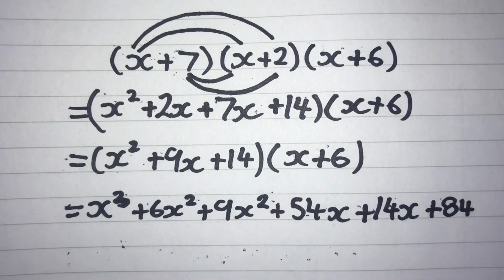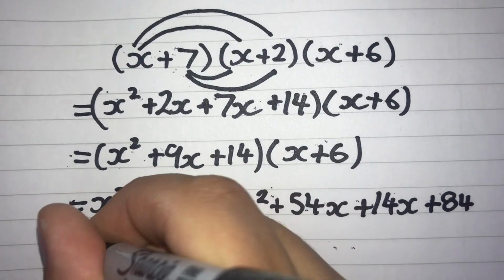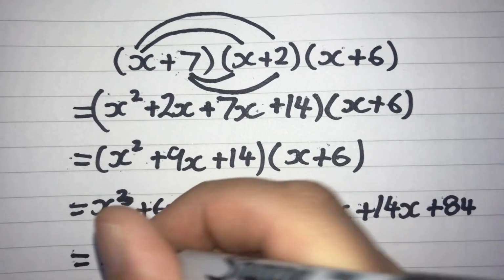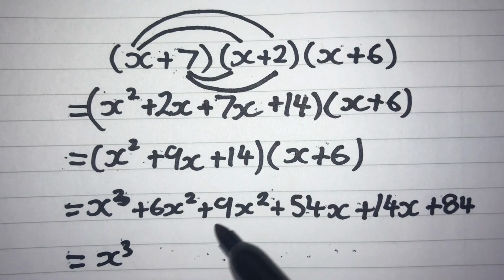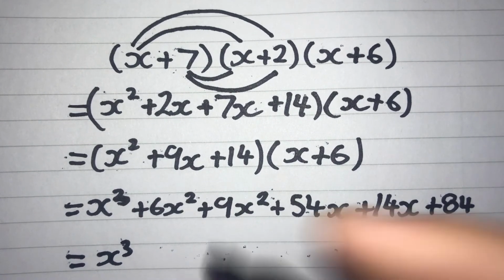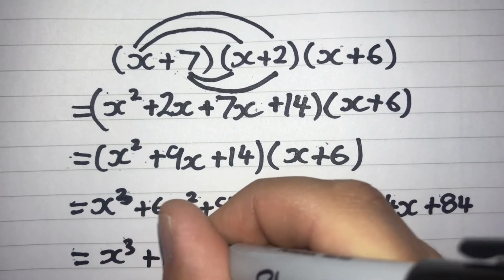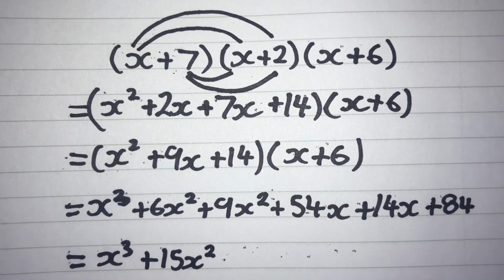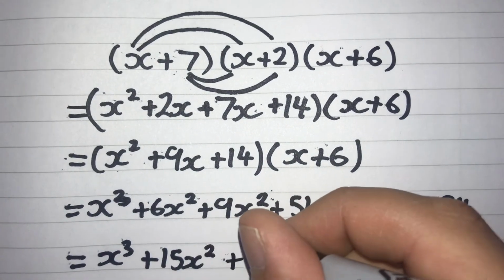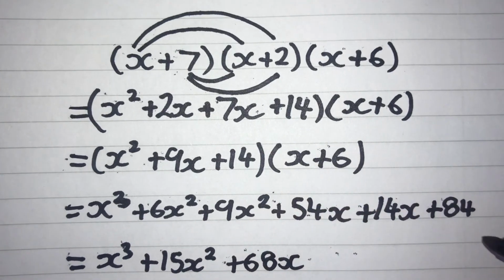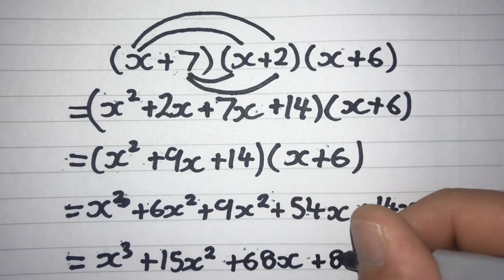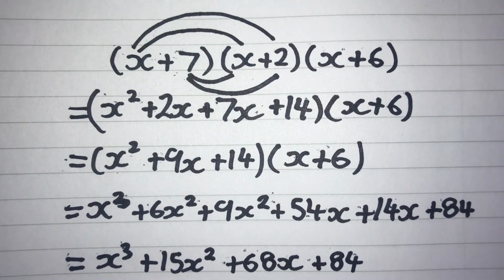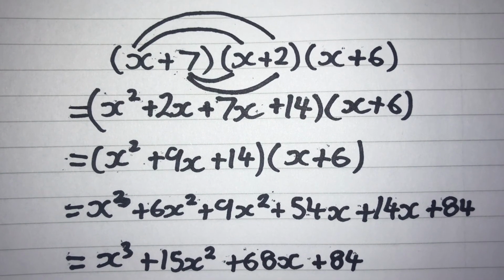And then, of course, we have to collect like terms. So starting off with this x cubed, we've only got one x cubed term, so we leave it as it is. Then our x squared, we've got a 6x squared and a 9x squared. 6 add 9 gives us 15, so it's 15x squared. Then we have 54x and 14x, our two x terms. 54 add 14, that's going to give us 68. So 68x. And we've got this plus 84 on the end. So our final answer should be x cubed plus 15x squared plus 68x plus 84.